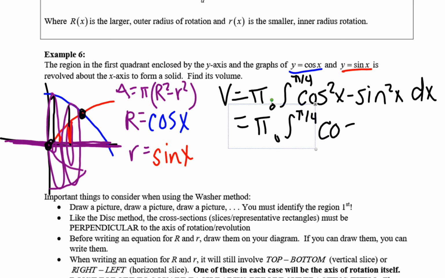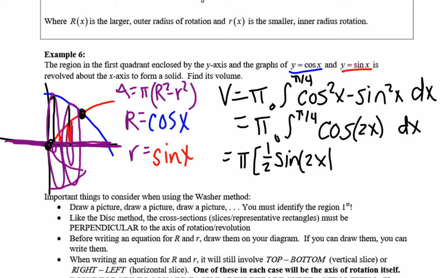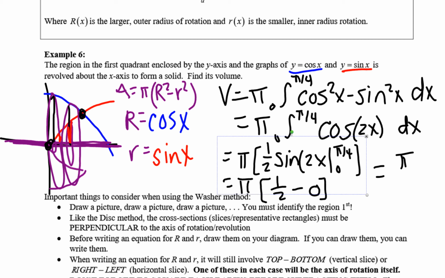Hopefully you know that's the same as cosine of 2x. So take the antiderivative of that. It'd be sine of 2x, but then times 1/2 to correct for that 2 on the inside. We're evaluating that from 0 to pi over 4. So we plug that in. Sine of 1/2 pi is 1, so that's 1/2. Minus sine of 0 is 0. So our answer is 1/2 pi.